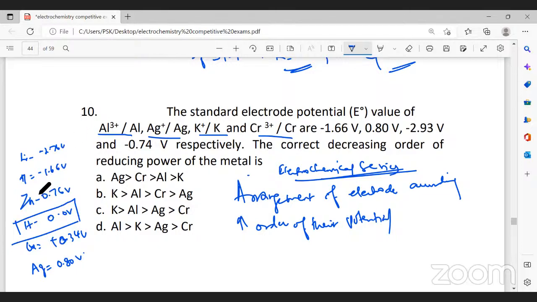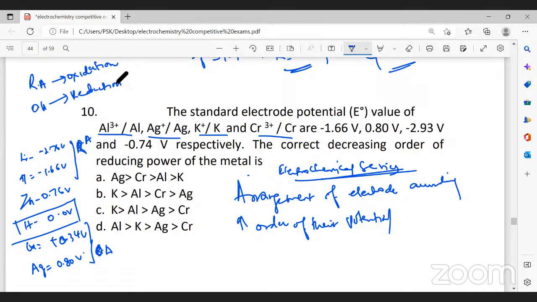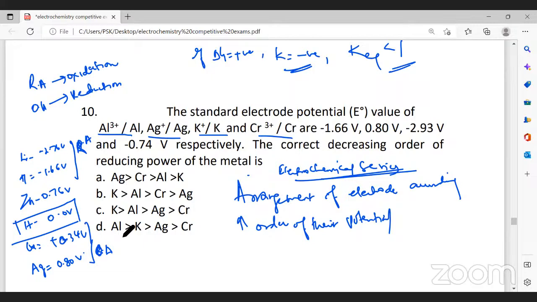The electrodes placed above hydrogen have negative values. They are all very good reducing agents. The electrodes below are all good oxidizing agents. What do you mean by reducing agent? A reducing agent is one which undergoes oxidation easily. An oxidizing agent is anything which undergoes reduction easily. So the electrodes placed below hydrogen will undergo reduction easily, therefore they are called oxidizing agents. Electrodes placed above hydrogen will undergo oxidation easily, therefore they are called reducing agents.